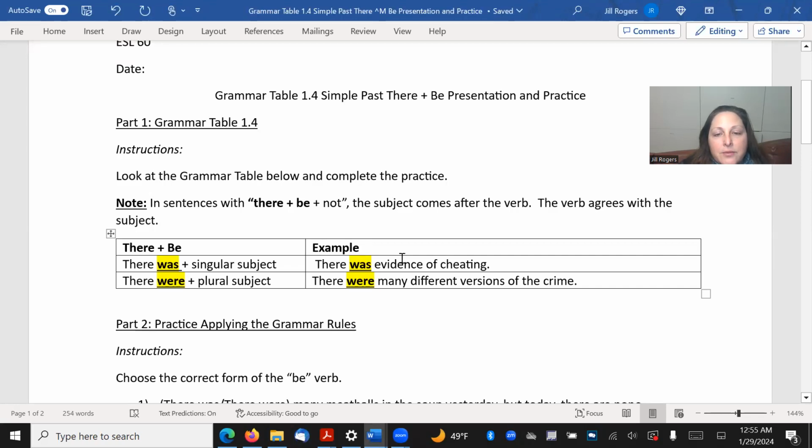There was evidence of cheating. Okay. The word evidence is singular. We know that non-count nouns are always singular, always have a singular form. Evidence is non-count. There were plus plural. There were many different versions of the crime. So here this word, versions, is plural.